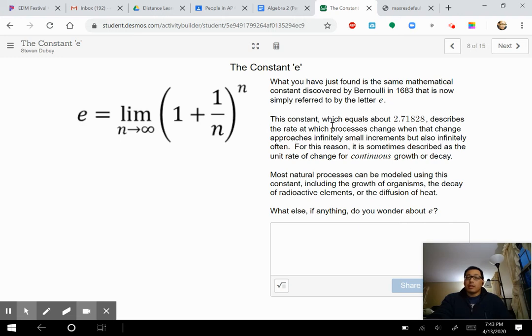So this constant e is used to model that kind of growth, because this is what we get to whenever something happens continuously over time. It's also used to model the decay of radioactive elements, or the diffusion of heat, almost everything in nature. What else do you wonder about e? It's a really interesting thing. If you have any thoughts or questions about it, I'm interested to see what you think or what you are curious about. And as you study more mathematics, e will come up again and again and again.